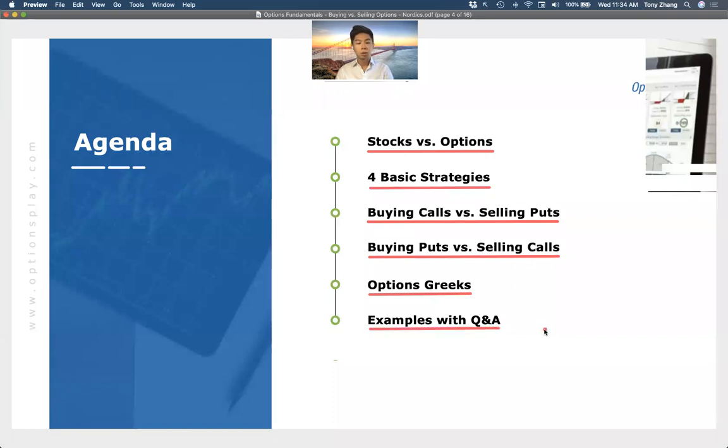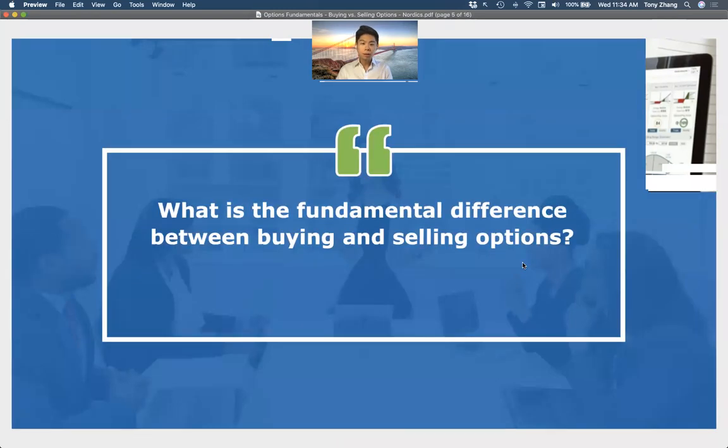At the end, we'll go through any questions that you guys might have. So the primary goal of this webinar is for you to leave today with a clear understanding as to what the fundamental difference between buying versus selling options are.